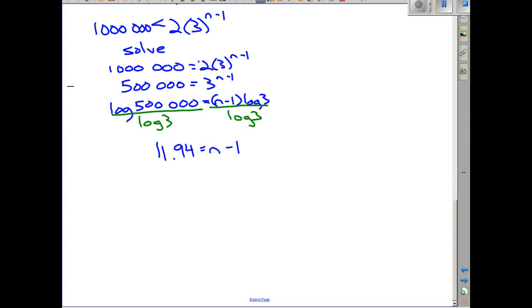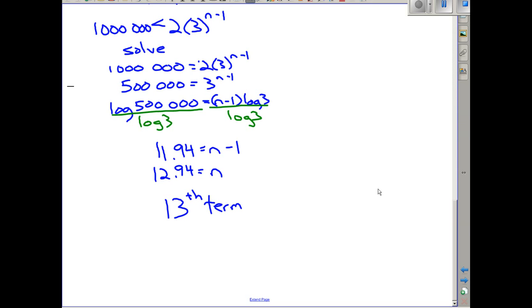And that would be what n minus 1 is. So n itself is going to be 12.94. Just add 1 to each side. There is no 12.94th term. So we have to say here that, since this is a geometric sequence that grows, it's got a common ratio greater than 1, we're going to be looking at the next term, the 13th term.